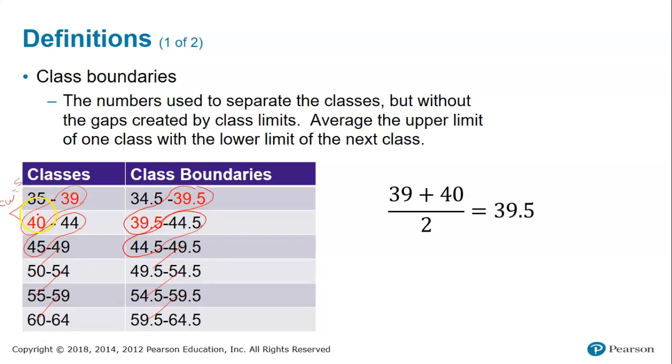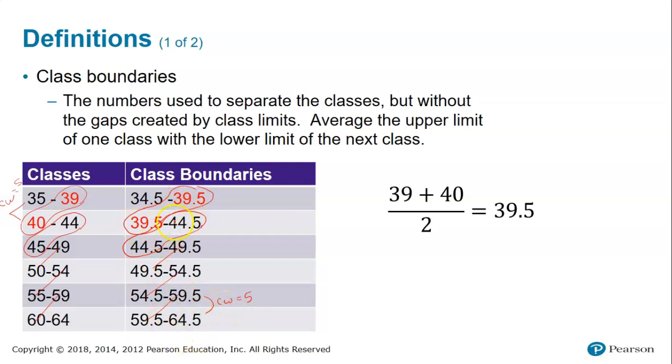Okay, because that's the difference here. That's also going to be true over here. So if I know this is 39.5, I can subtract 5 from that, and that'll give me this 34.5. Same thing down here. If I know that this one is 59.5 and my class width is 5, then I'm just going to add 5 to that, and that'll give me this last one.